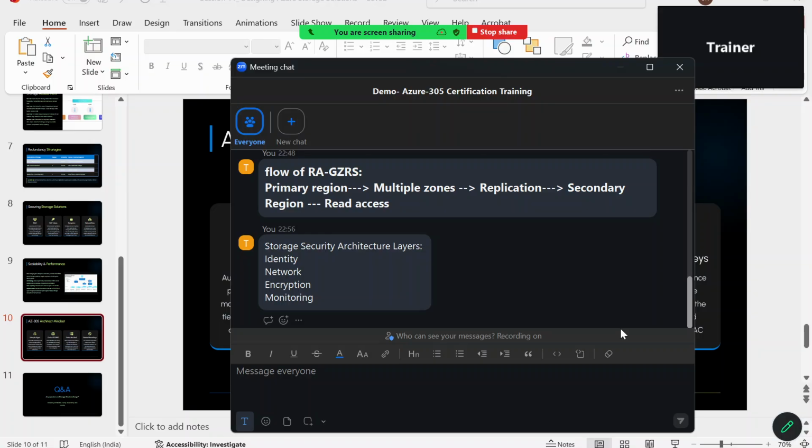So an enterprise storage architecture looks like this, as large organizations often implement it: it starts from the application, then goes to the private network, then to the storage account, then replication, then backup, then monitoring.